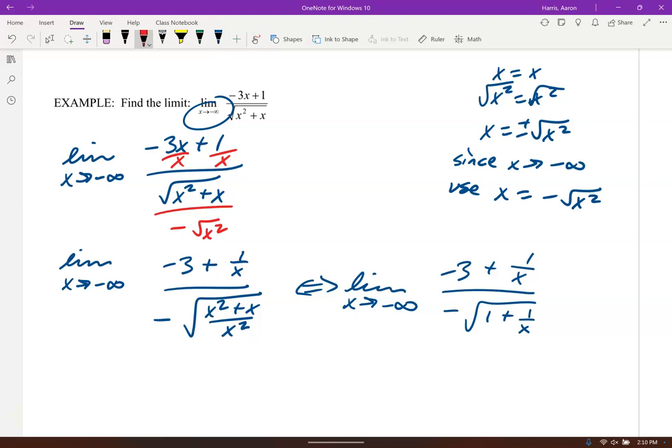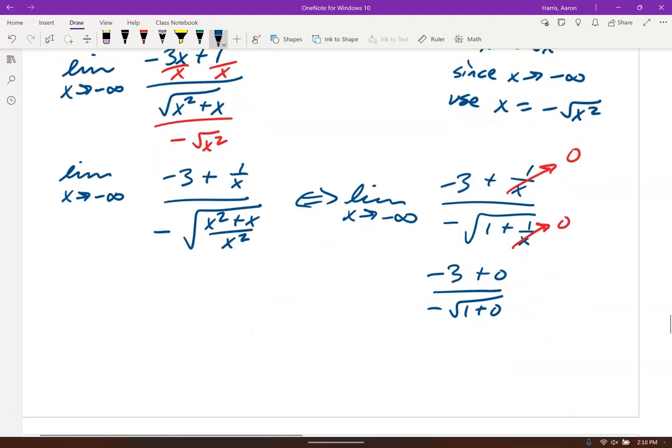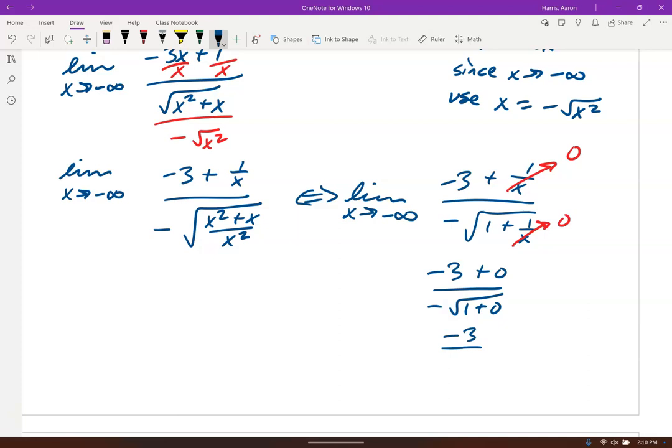Well, I'm shooting this to infinity, so that's going to go to 0. That's going to go to 0, right? And so we end up with negative 3 plus 0 over negative square root of 1 plus 0. So I got negative 3 over negative square root of 1, which is negative 1. Negative 3 over negative 1 is positive 3.